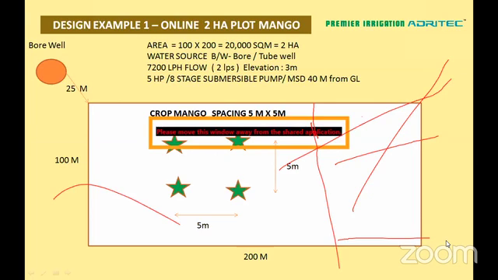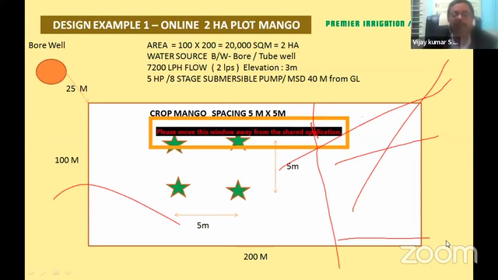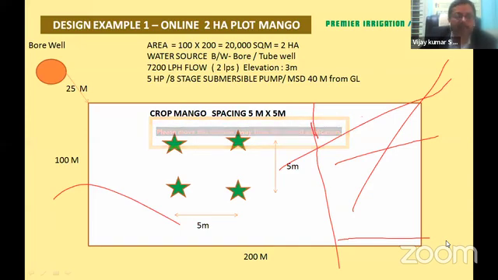And this plot is fitted with a 5 HP 8-stage submersible pump, and the motor sitting depth, meaning where the motor is sitting from the ground level to the bottom, is around 40 meters. So this is the data you have gathered after your survey. So let us understand how to do the steps step by step.